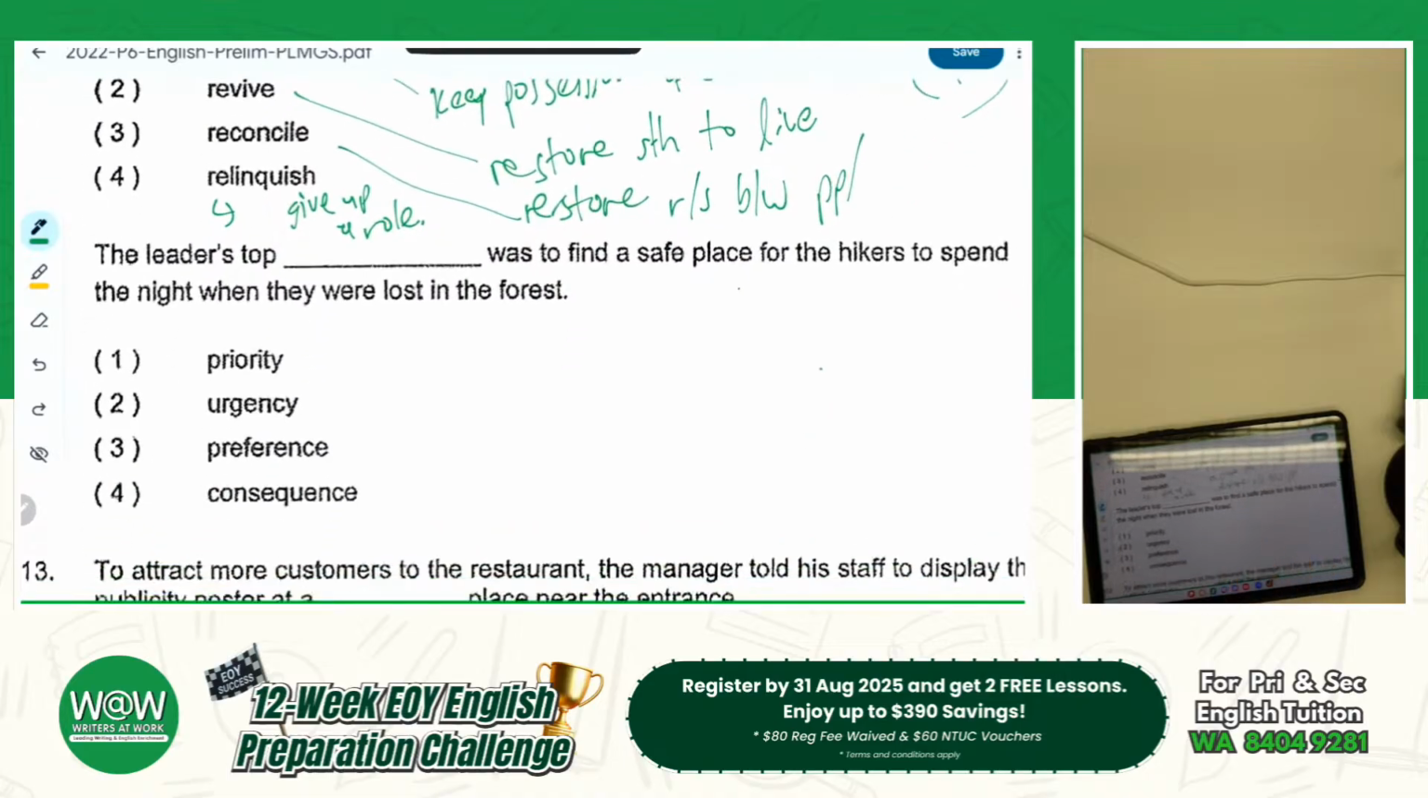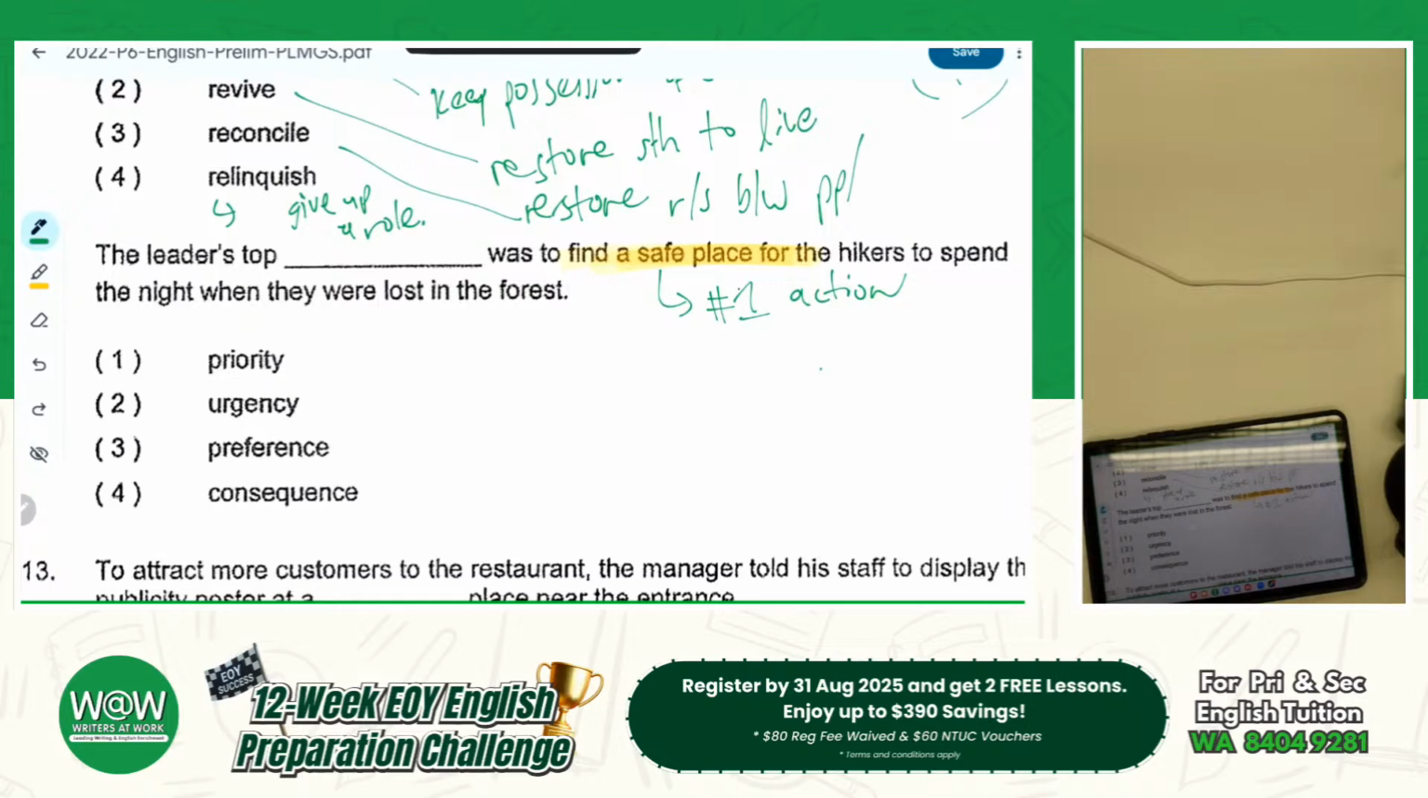Now let's take a look at number 2. The leader's top dash was to find a safe place for the hikers to spend the night when they were lost in the forest. So this is basically the number 1 action the leader is trying to do, right? Yes, number 1 priority.